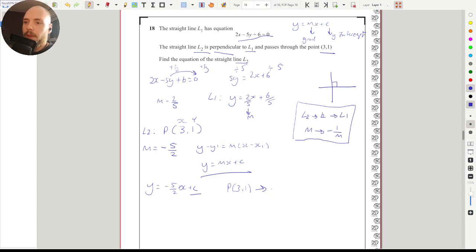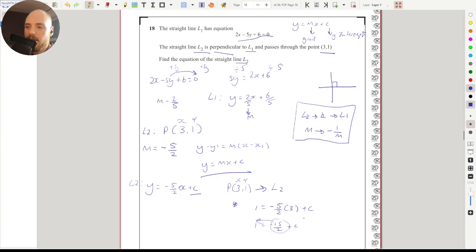So we're going to put p into our equation, so I'm going to go p into line 2, because this is our equation for line 2. I was going to write 3 for x, 1 for y, just to keep myself right, because sometimes even I forget. So 1 is equal to minus 5 over 2 multiplied by 3 plus c. So 3 multiplied by 5 would give us 15, so it'll be 1 is equal to minus 15 over 2 plus c.